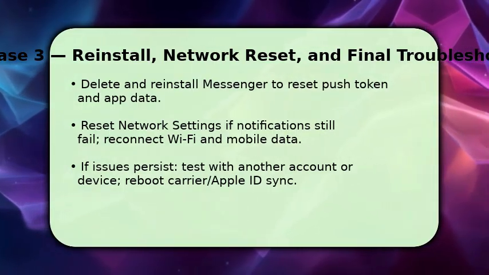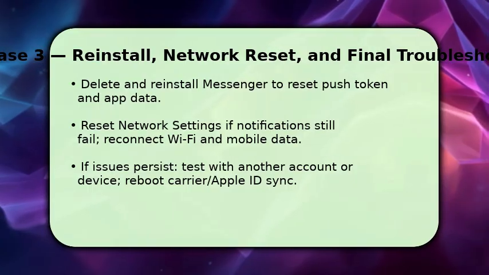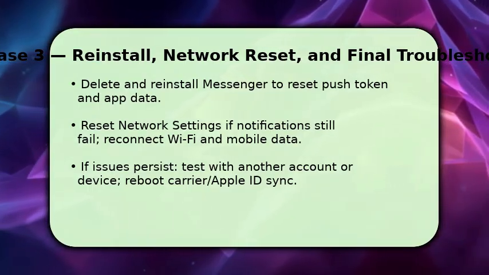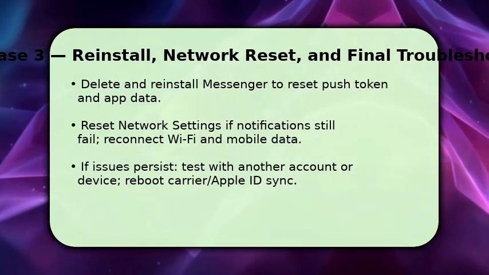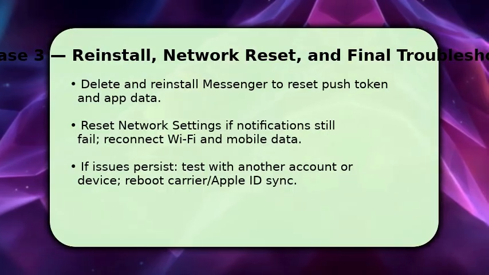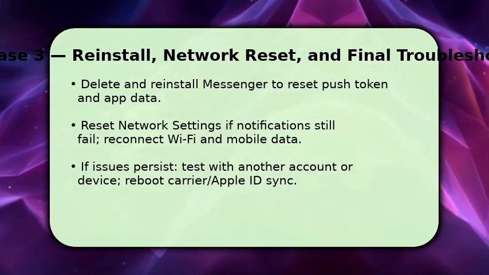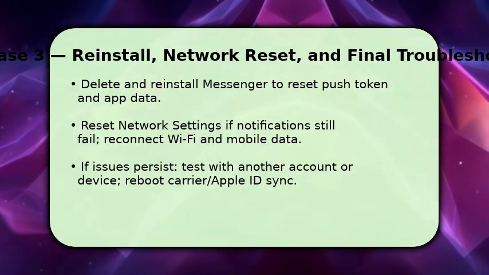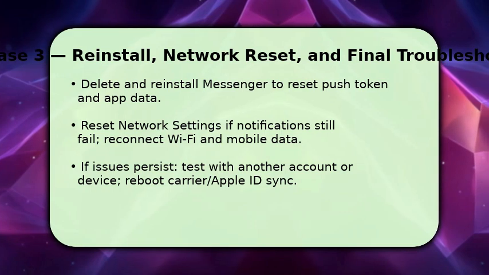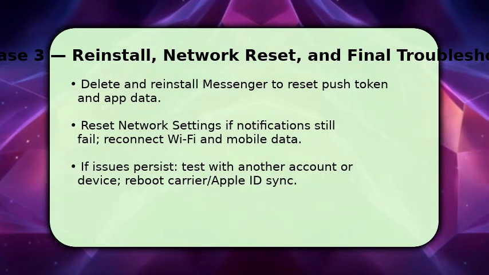If problems continue, reset network settings to clear VPN or DNS conflicts, then reconnect Wi-Fi and mobile data so APNs can register. As a final troubleshooting tip, test notifications with a different account or another iPhone to isolate whether the issue is account, device, or carrier related. Then contact support if it's account specific.